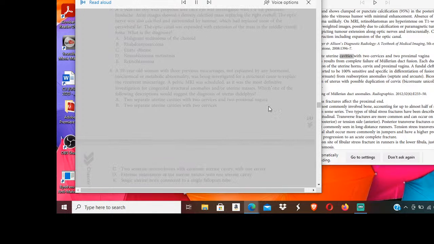Uterus didelphys. A. 2 separate uterine cavities with 2 cervices and 2 proximal vagina. B. 2 separate uterine cavities with 2 cervices. C. 2 separate uterine horns with common uterine cavity, with 1 cervix. D. External indentation of the uterine fundus with 1 uterine cavity. E. Single uterine horn connected to a single fallopian tube.